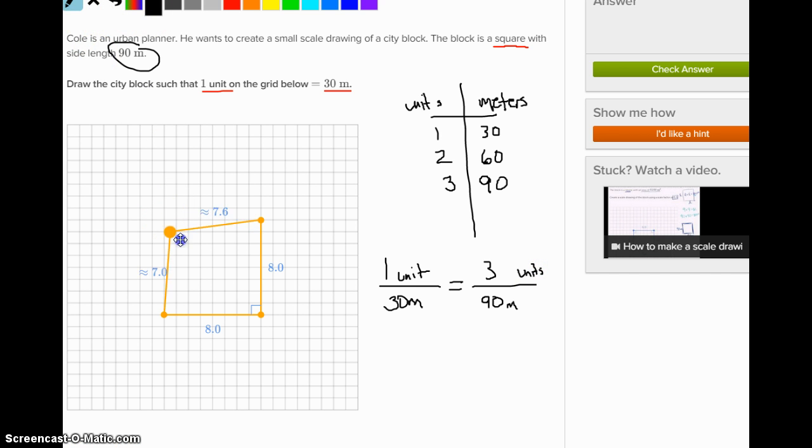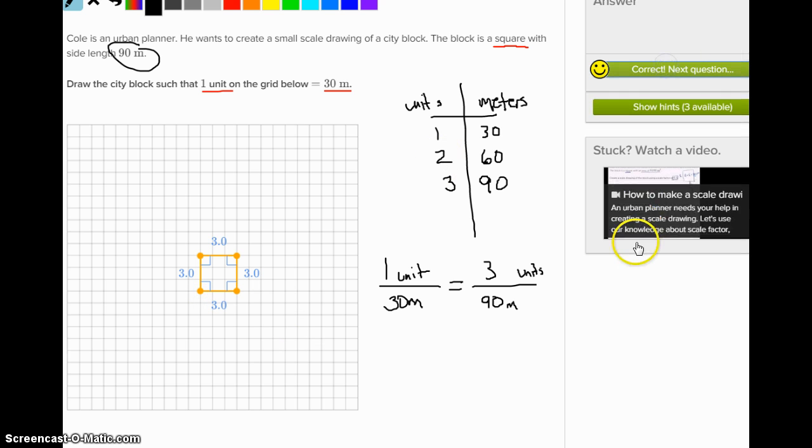So wherever I drag these corners, I've got to make sure it's a square, and I've got to make sure each side is 3 units. So I'll check my answer, and yay, good for me. So I'll go to the next question.